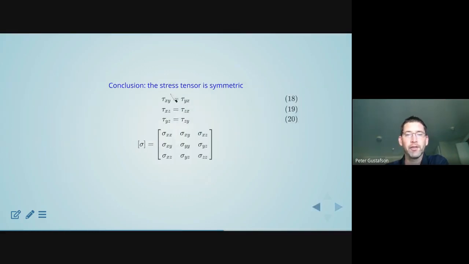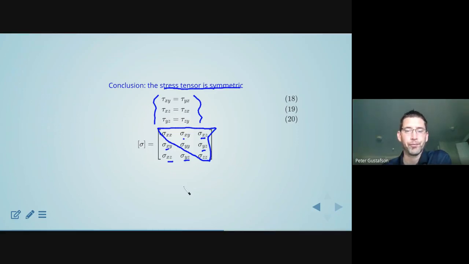The stress tensor is symmetric. In 3 dimensions, this actually gives us 3 equations. It's symmetric across the diagonal. So this term and this term are the same, this term and this term, and of course this term and this term are the same. So the unique components of the stress tensor are only 6. There are 9 components, but of the 9, only 6 are unique. So that's a pretty important conclusion, actually.